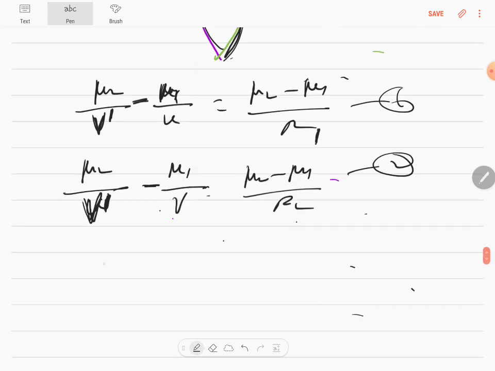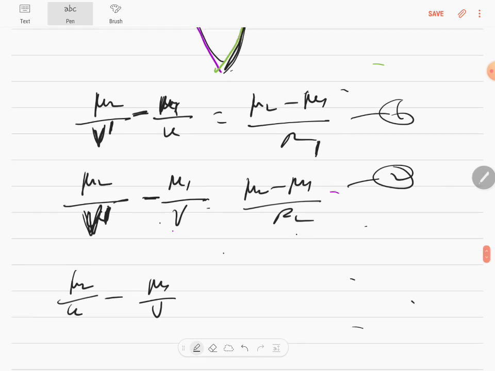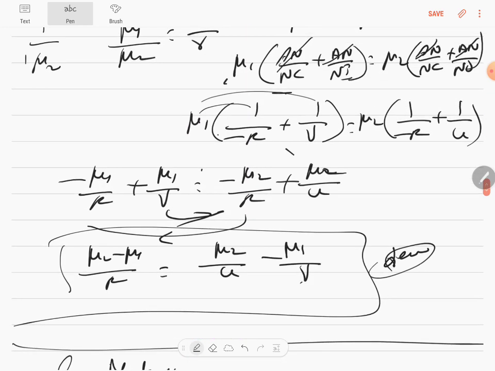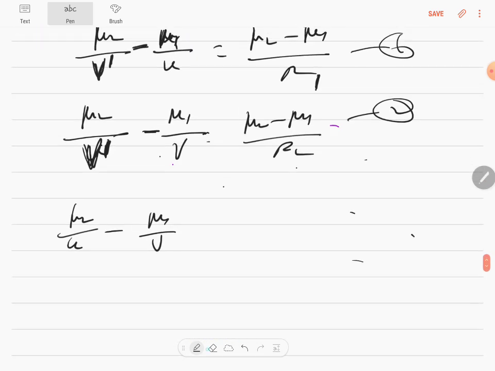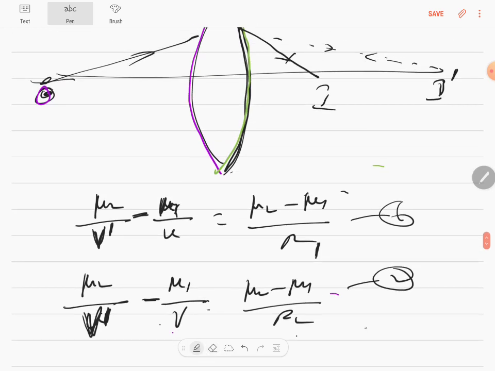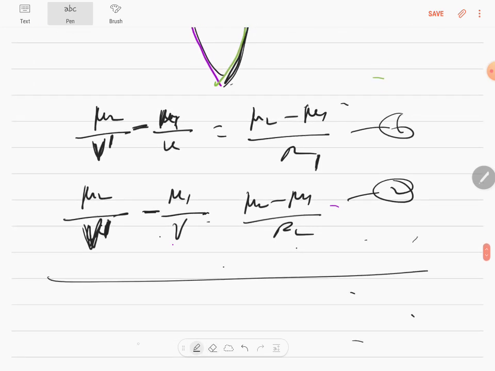The formula is what? mu2 by u minus mu1 by v. No, second one. Final image. mu2 by u minus mu1 by v. v is only the final image. So you write these two equations. Now you're going to solve these two equations. Can you see this and this are same? So can we just subtract it? So this will become addition and this will become subtraction and this will get cancelled.